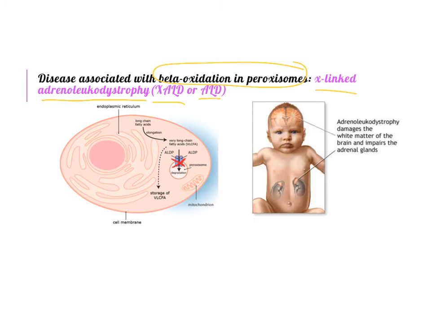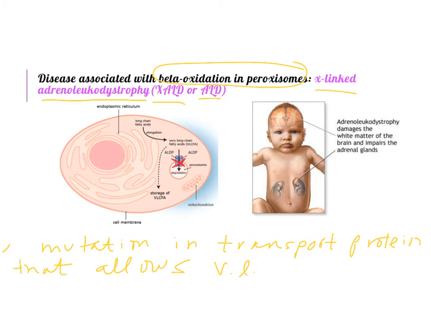Okay, so what this one particularly presents as is a mutation in the transport protein that allows, or should allow, very long chain fatty acids into the peroxisome.